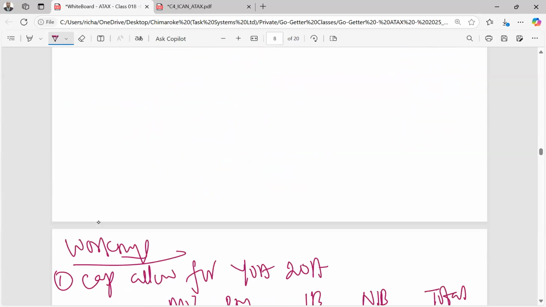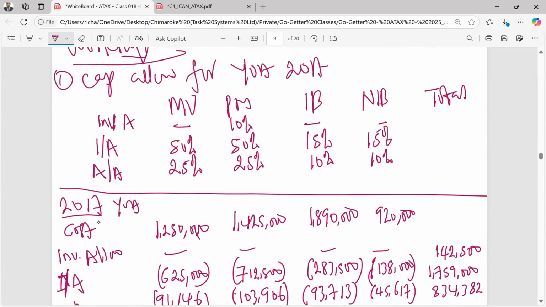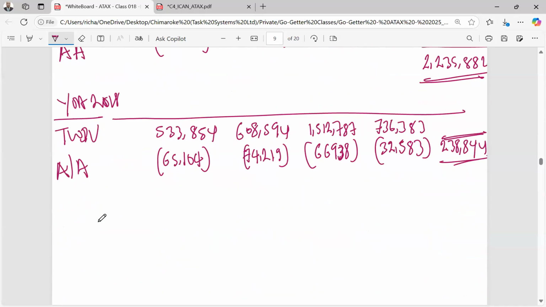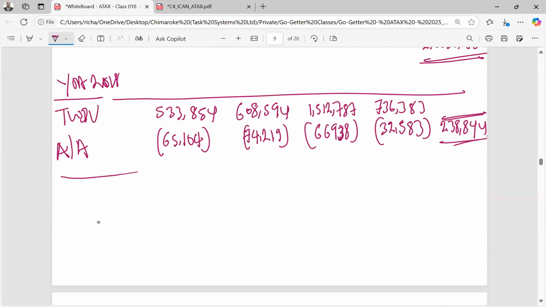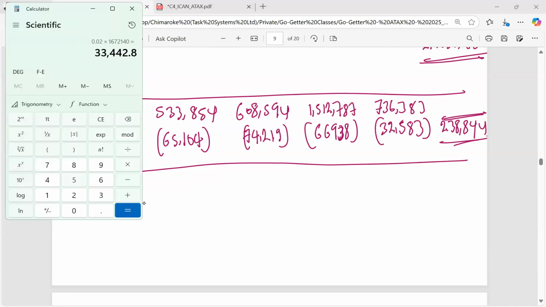And let's go back and do it here. We'll come here. Year of assessment 2019. So let's do it now. 533,854 minus 65,104. That will give you 468,750.